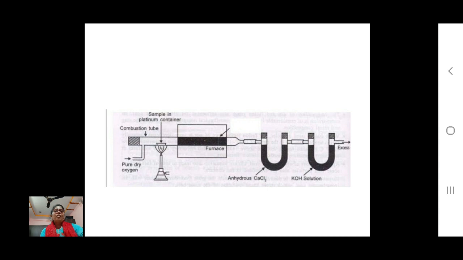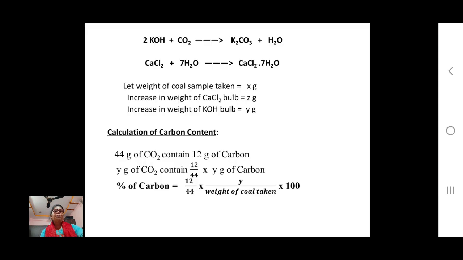After combustion, carbon dioxide and water vapor are produced. Other things will also be produced, but these two bulbs will absorb the water vapor and carbon dioxide simultaneously. First the gases are passed through anhydrous calcium chloride, where water vapor is absorbed, and then through the potassium hydroxide tube to absorb carbon dioxide gas.